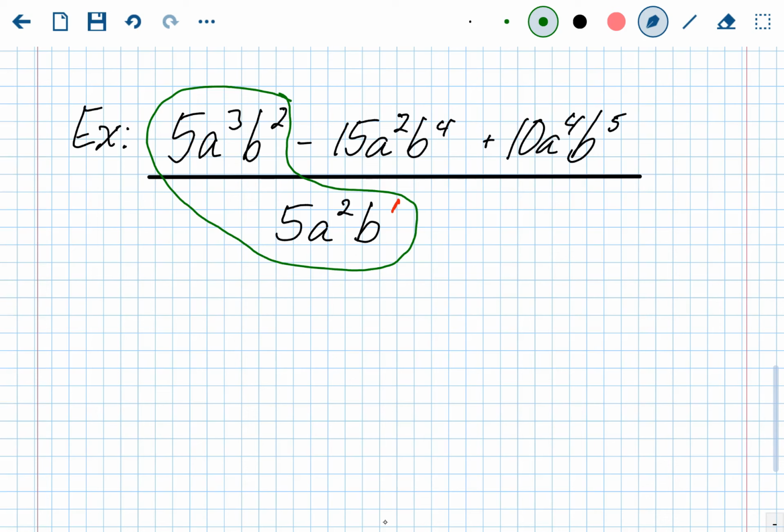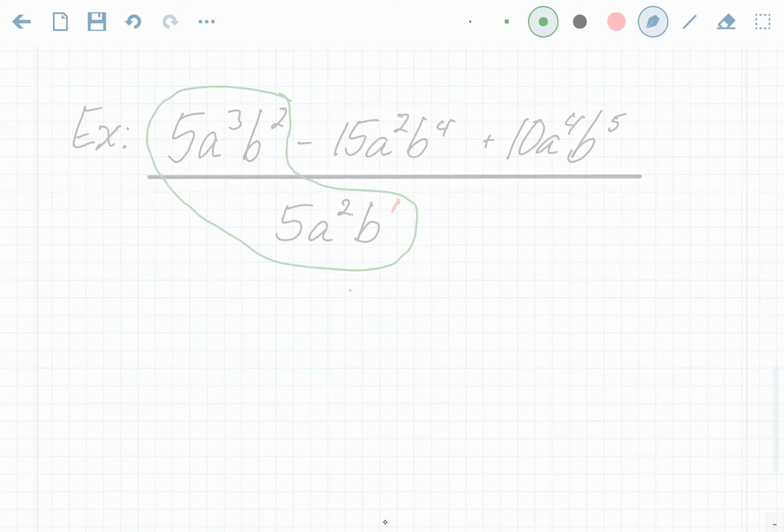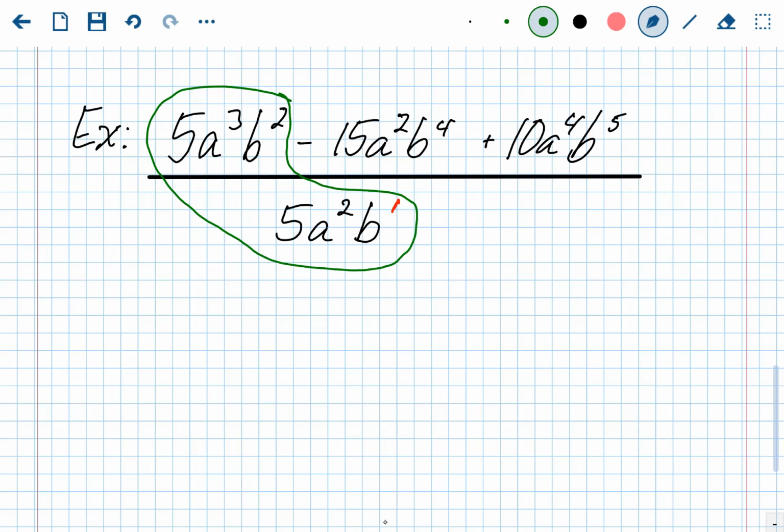All right, so this first one, the first term divided by the denominator, the 5a squared b to the first. 5 divided by 5 is 1. Take away 2 a's from the top, or subtract the exponents. 3 minus 2 is 1. And take away 1 b, or subtract the exponents. b to the second over b to the first. Take away 1 b is just b to the first. So that's the first term divided by the denominator.